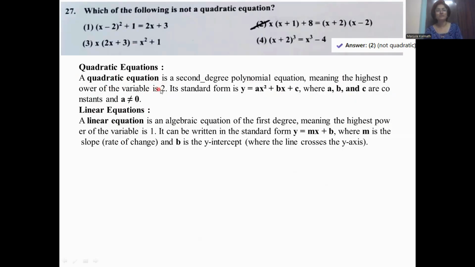If the power of the variable is 1, then it is called a linear equation. A linear equation is an algebraic equation of the first degree, meaning the highest power of the variable is 1.